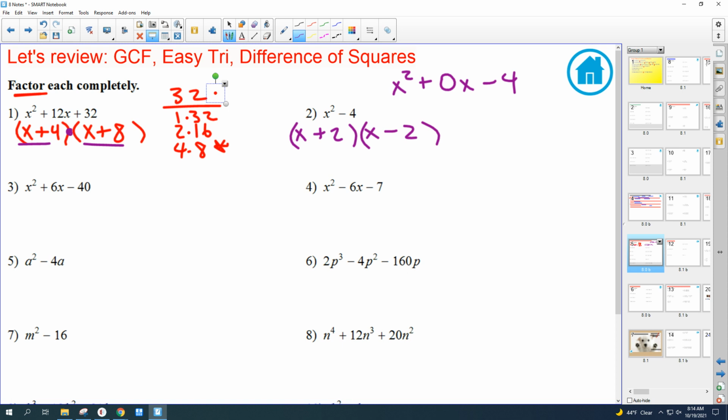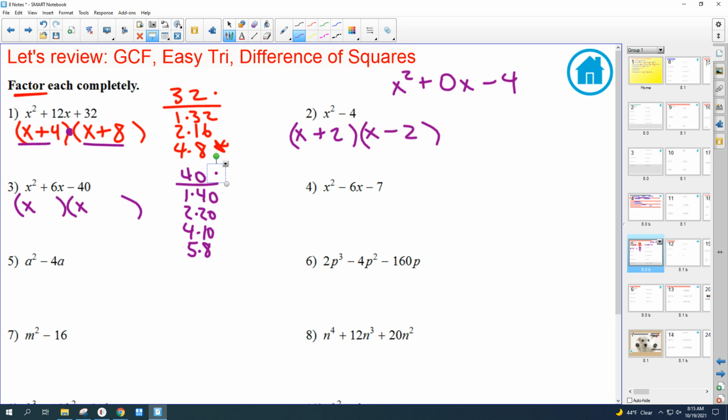Number 3, that's an easy trinomial. So an easy trinomial splits like this. X times x is x squared. We need numbers that multiply to 40. I'm going to ignore the negatives for a second and just look at 40. 1 and 40, 2 and 20, 3 doesn't work, 4 and 10, 5 and 8, 6 doesn't work, 7 doesn't work, done.